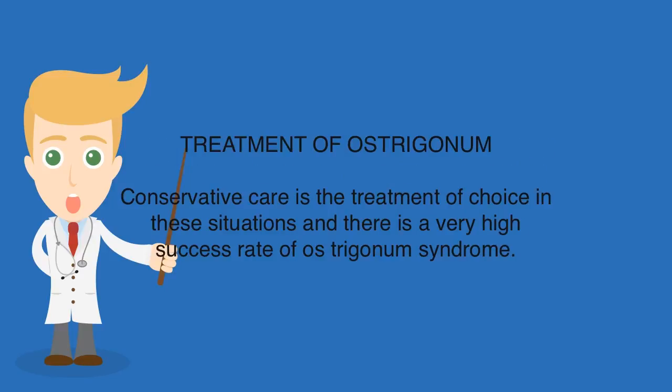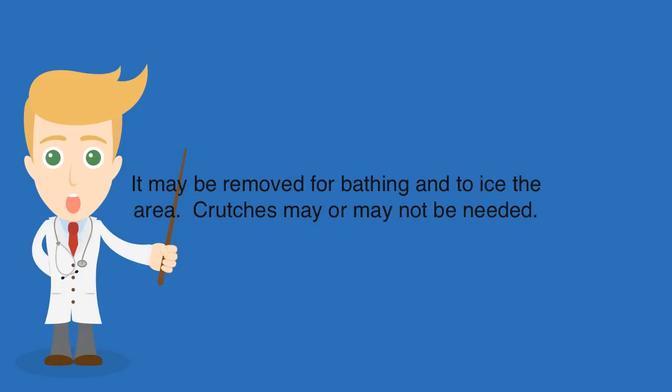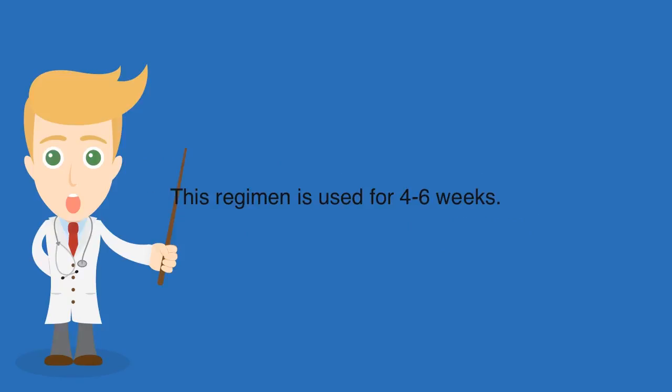Treatment of os trigonum. Conservative care is the treatment of choice in these situations, and there is a very high success rate of os trigonum syndrome. Immobilization with the use of a below-knee cast or a cam walker that does not allow bending, particularly plantar flexion of the ankle. The cast must be worn at all times while the patient is walking. It may be removed for bathing and to ice the area. Crutches may or may not be needed. This regimen is used for 4 to 6 weeks.